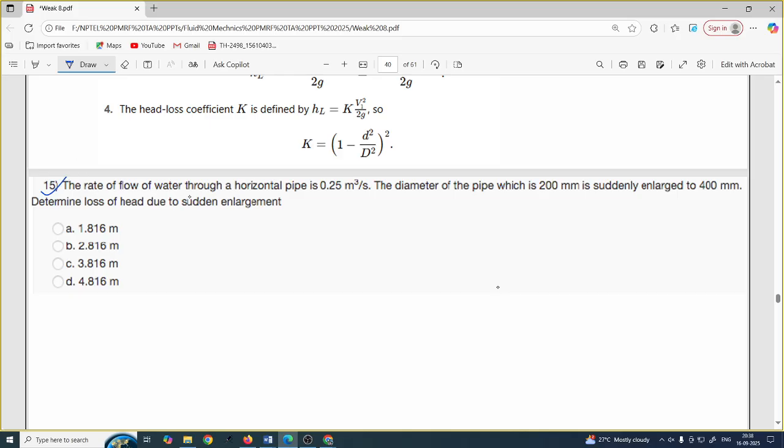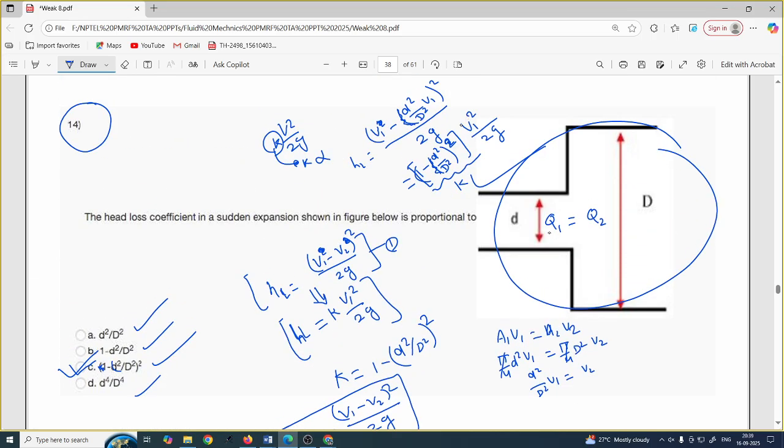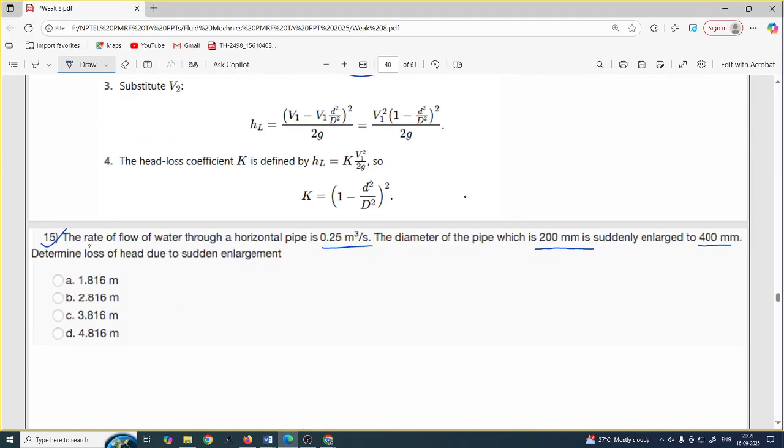The rate of flow of water through a horizontal pipe is 0.25 meter cube per second. The diameter of the pipe, which is 200 mm, is suddenly enlarged, linking to the previous question, to 400 mm. That is, here it was 200, suddenly enlarged to 400. Determine the loss of head due to sudden enlargement. So please just try to calculate using this equation.